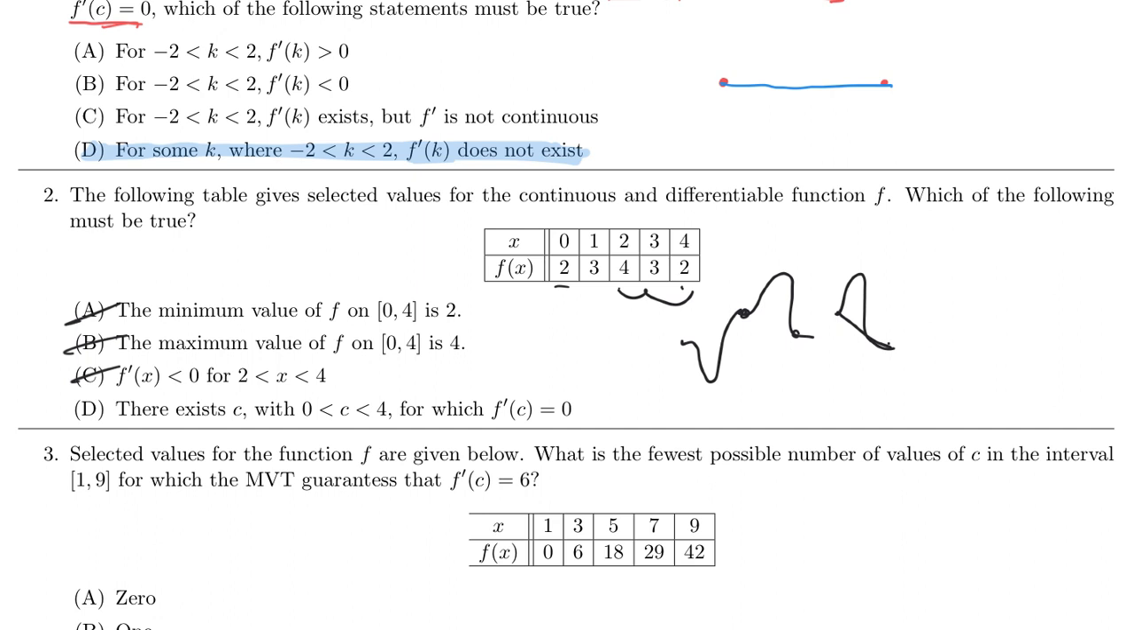And D, there exists a c between 0 and 4 where f prime of c equals 0. So this is the slope of the tangent line, and here's the slope of the secant line. It starts at the y value 2 and ends at the y value 2, so the slope of that line is also 0. So the mean value theorem says that D should be right. And again, we eliminate all the other ones, so it has to be right as well.